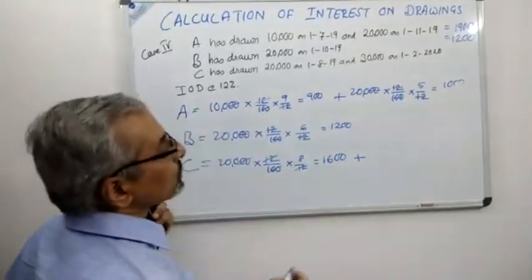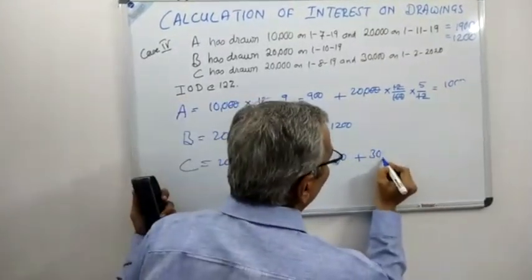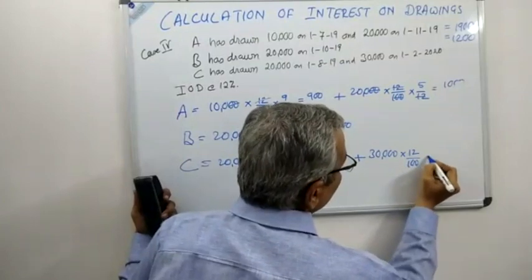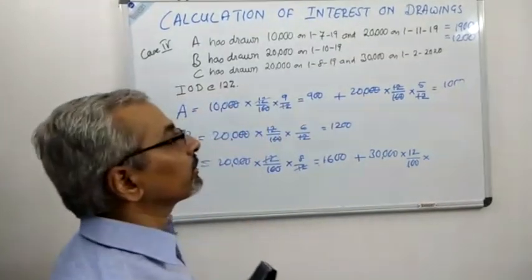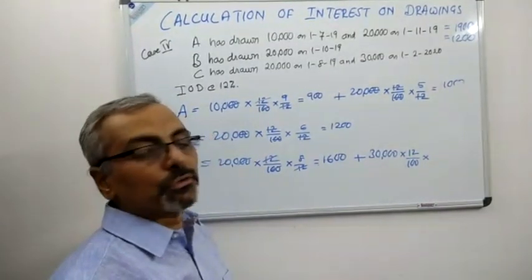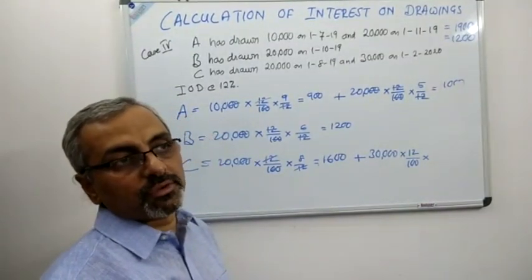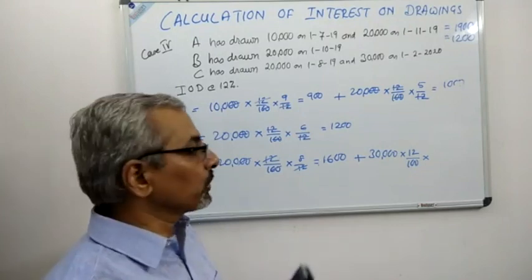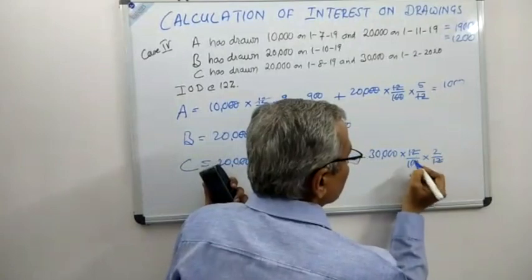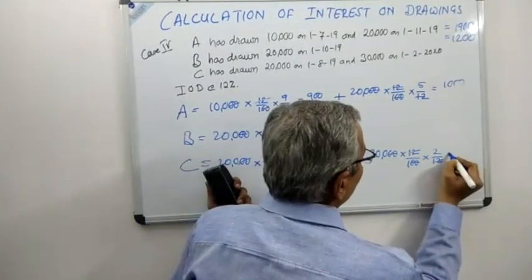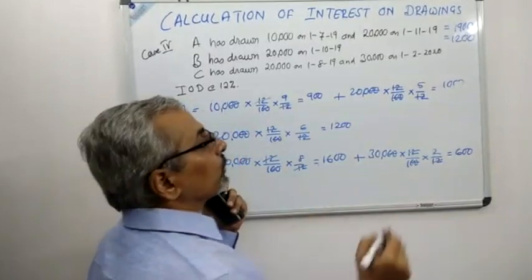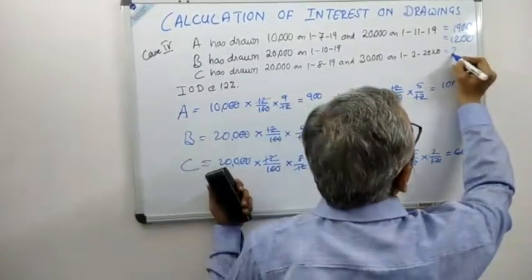plus we also have 30,000 drawn. 12% is the rate. And when has the money been drawn? The money has been drawn on 1st of February 2020. So 2 months. From 1st February to 31st March, it will be 2 months. So we'll calculate for 2 months. So 2 divided by 12, cancel the 12, cancel the zeros. We end up getting 600 over here. 600 plus 1600, you get over here 2200.